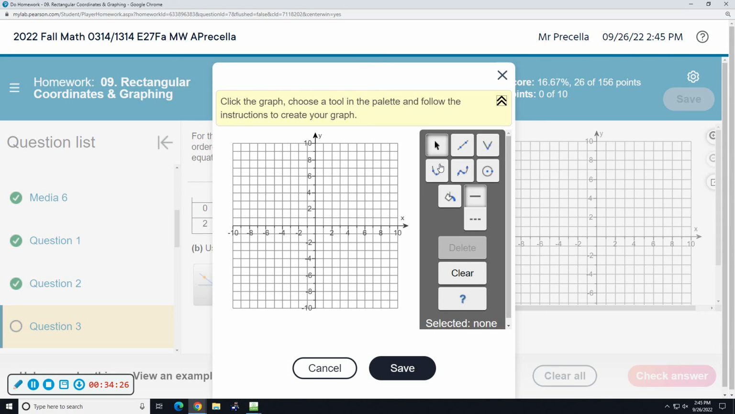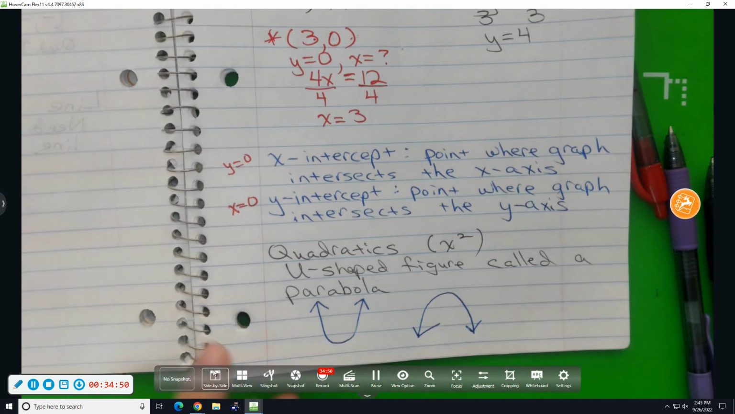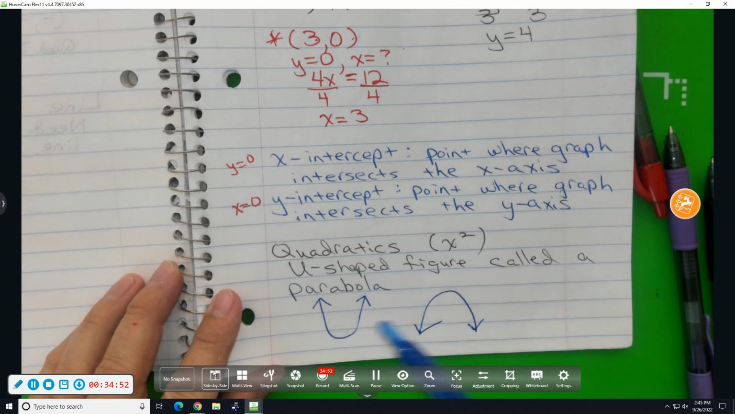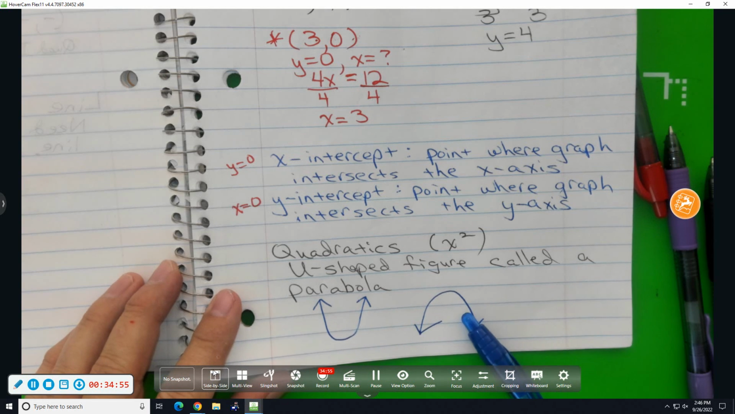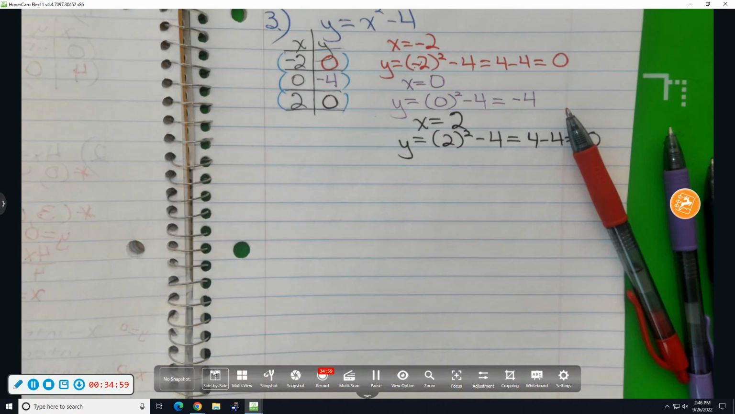If I move down here, 3-point quadratic tool. Isn't that what we want? We said it's quadratic. And how many ordered pairs did we create? 3. So we want 3. And now, if the parabola opens downward, remember I said that a parabola will either open up or down. Even if it opens down, you still click that little U that looks like it's opening upward, okay?